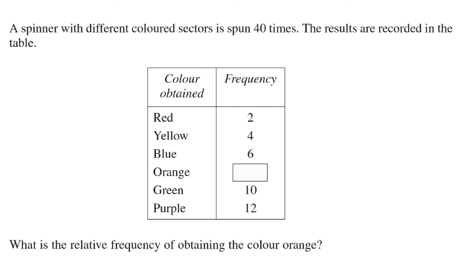A spinner with different color sectors is spun 40 times. The results are recorded in the table. So if you look at this, red came out twice, yellow came out 4 times, blue came out 6 times, orange not sure, green 10 times, and purple 12 times. Now the question is this: what is the relative frequency of obtaining the color orange?